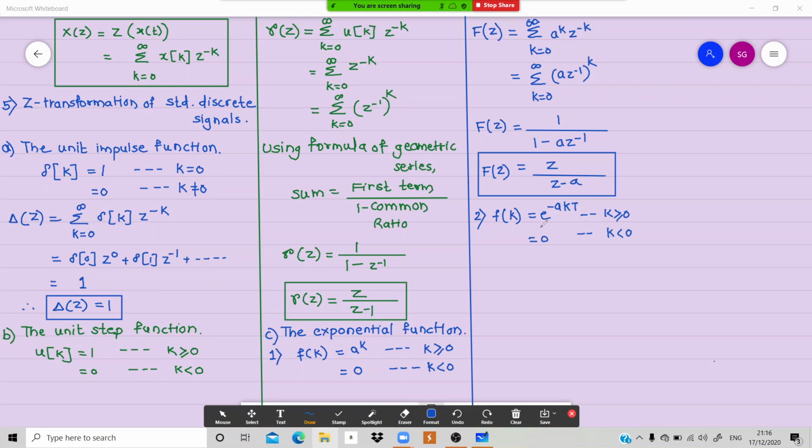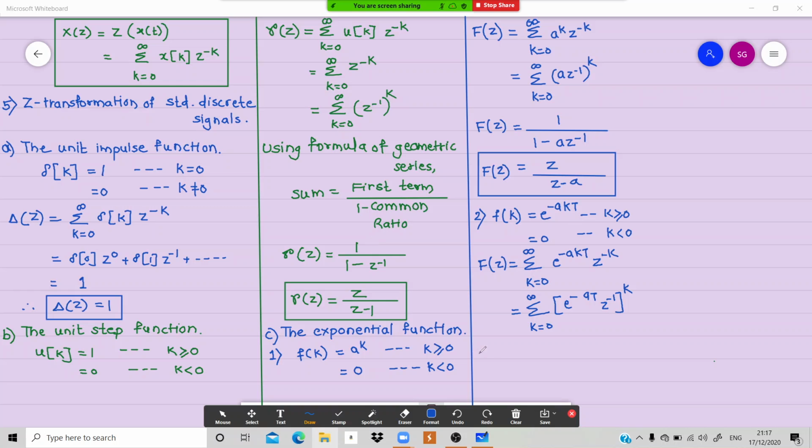So how can I write this now? F of z is equal to summation k equal to 0 to infinity e raised to minus a k t into z raised to minus k. So how can we write this? Summation k equal to 0 to infinity. Now we want k to be in the power of all this, so we can say e raised to minus a t, z raised to minus 1, raised to k.